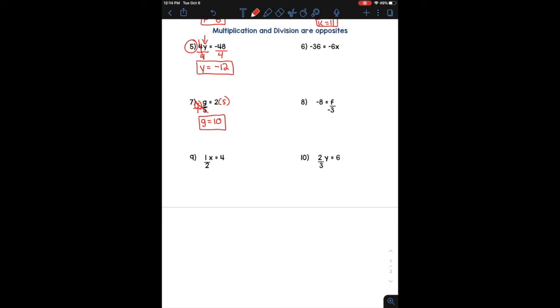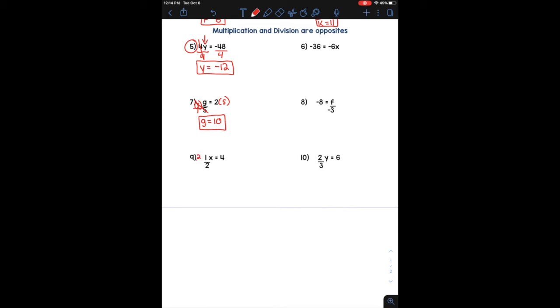And lastly, number 9, we're going to be dealing with fractions. We have 1/2 times x equals 4. 1/2 is being multiplied to x, so we're going to do the opposite and divide. How do you divide fractions? You're going to multiply by the reciprocal.